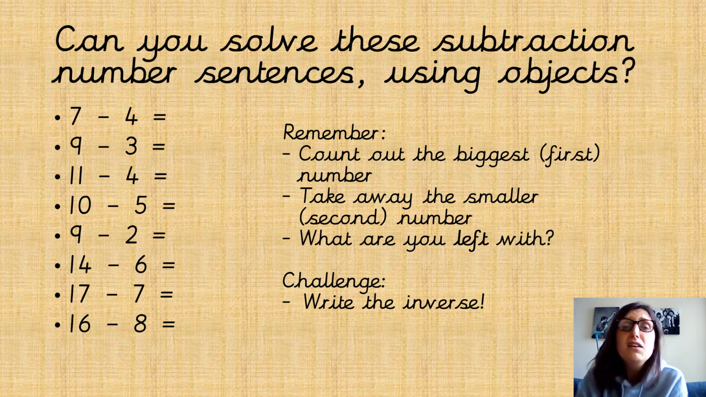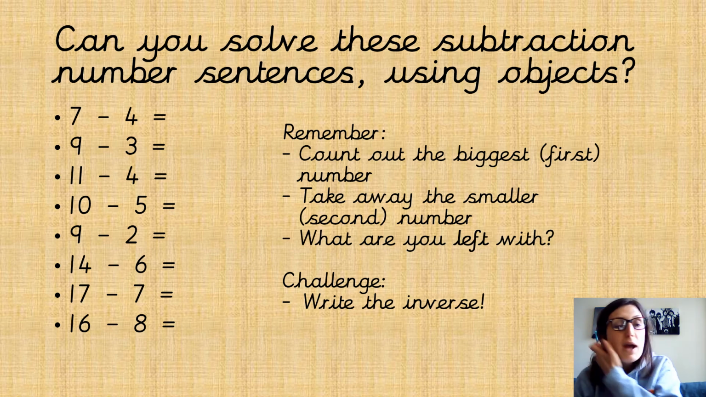Okay, can you solve these subtraction number sentences using objects? 7 take away 4 equals, 9 take away 3 equals, 11 take away 4 equals, 10 take away 5 equals, 9 take away 2 equals, 14 take away 6 equals, 17 take away 7 equals, and 16 take away 8 equals.